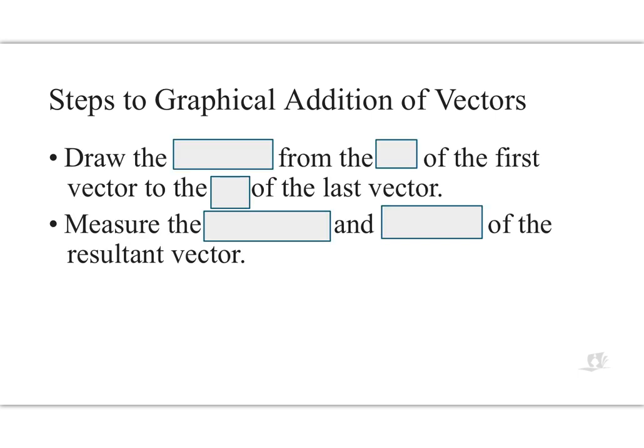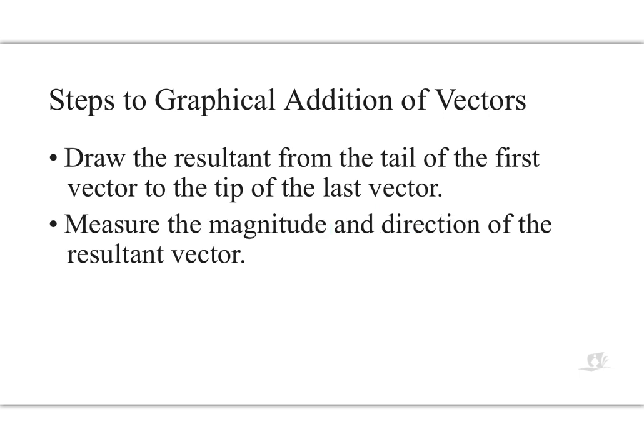So the next thing we're going to do is draw the resultant from the tail of the first vector to the tip of the last vector. All right, and so while we had a nice pretty right triangle in that first example, you may not always have a right triangle. You will then measure the magnitude, that is the length, and the direction of the resultant vector. The length and the direction of the resultant vector.